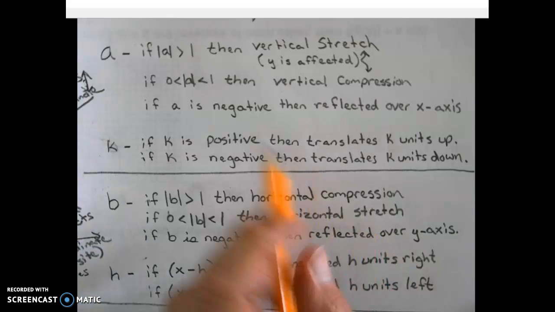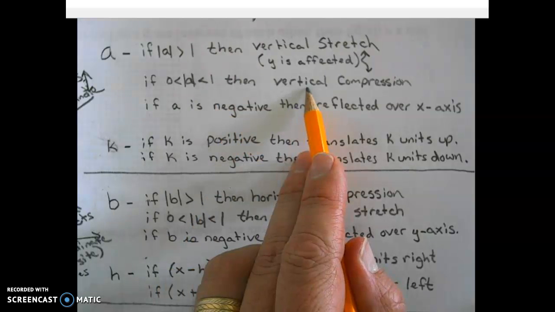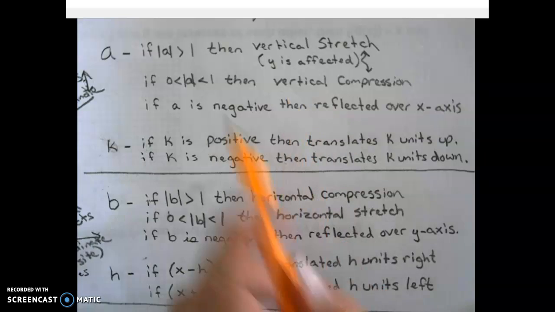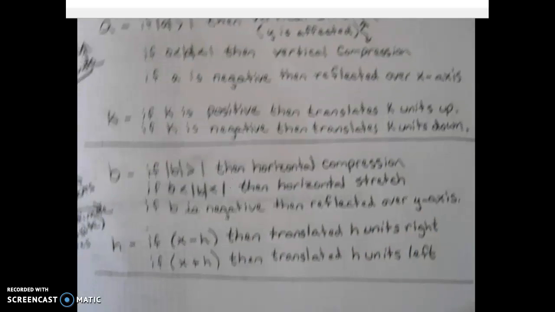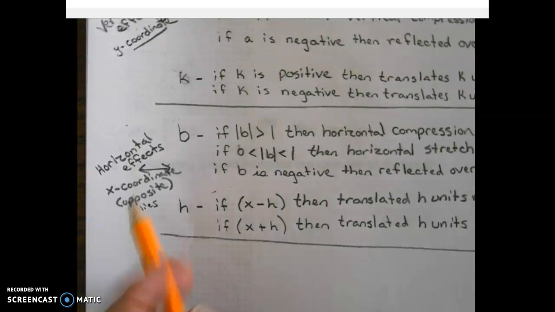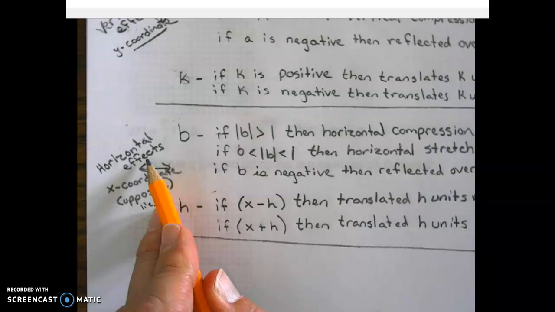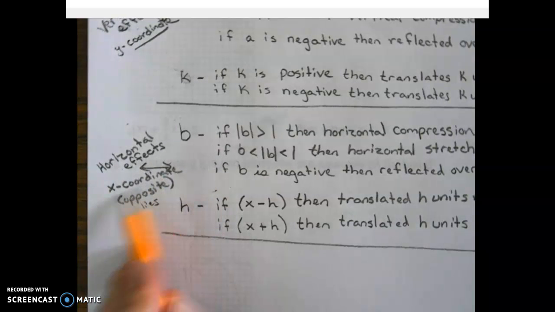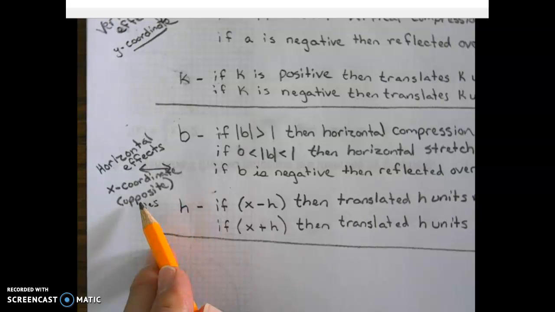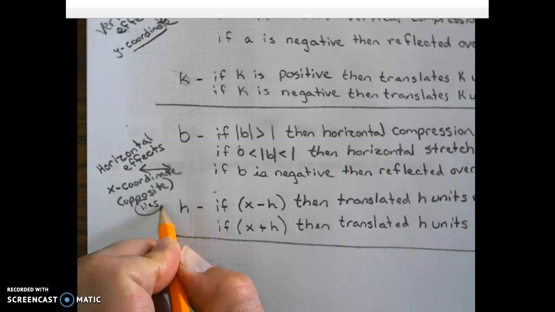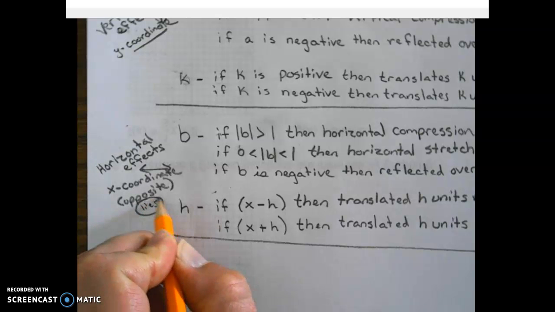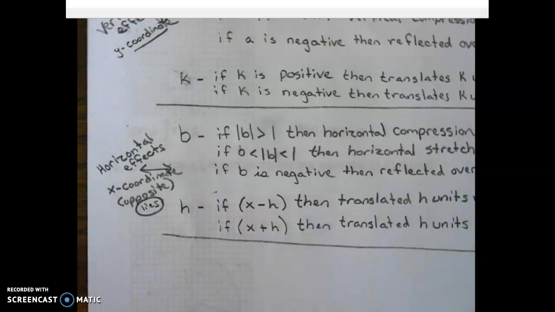Notice that's the opposite of the y, or the a, when a is between 0 and 1. Now if b is negative, it's going to be reflected over the y-axis. And again, these are horizontal effects because they're affecting x, the x-coordinate, and they will have an opposite effect than the vertical effects. Some people like to think of it as, when dealing with x, your x lies. So it's the opposite of what you think.